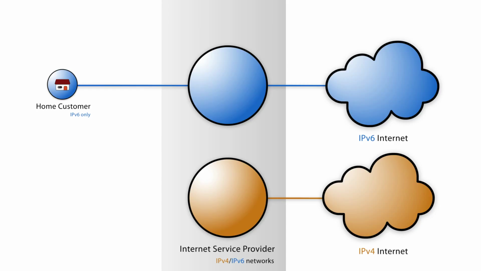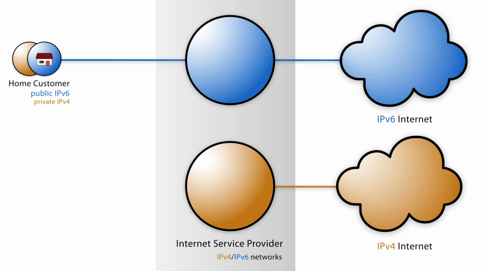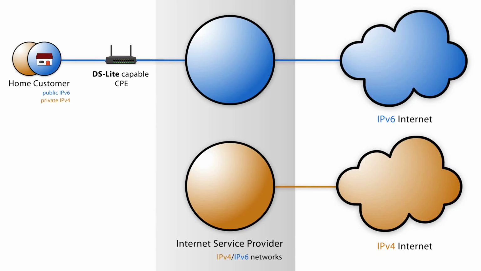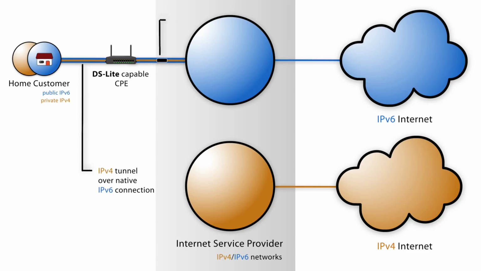DS-Lite solves this challenge by giving customers native public IPv6 addresses and private NATed IPv4 addresses. The customers need a native IPv6 connection with a DS-Lite capable CPE, supporting IPv6, tunneling, and IPv4. They also need a private IPv4 address to be able to connect to the IPv4 Internet. The ISP sends the customer one private IPv4 address through a tunnel over the IPv6 connection between the customer's network and the provider's network.